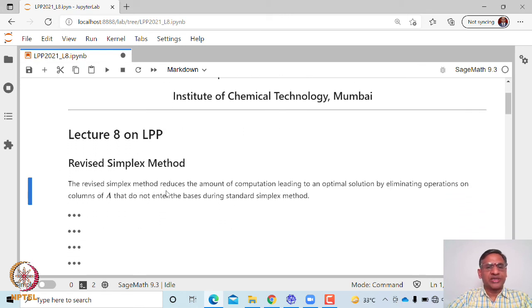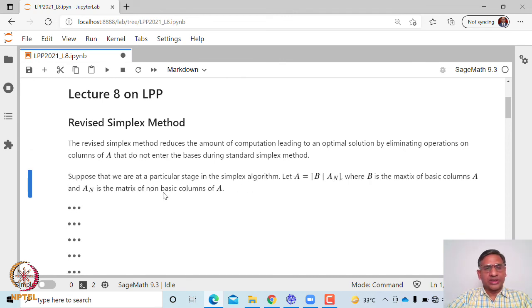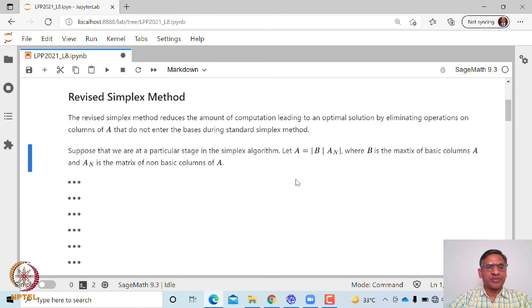The revised simplex method actually reduces the amount of computation leading to an optimal solution by eliminating operations on the columns of A that do not enter the basic columns during the standard simplex method. Okay, we will see how we can implement this. Now let us look at in a little detail how we can do this revised simplex method.